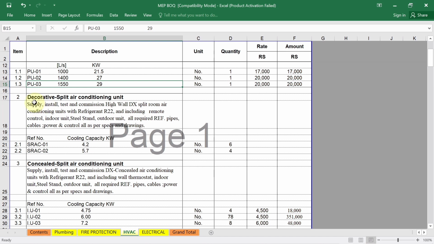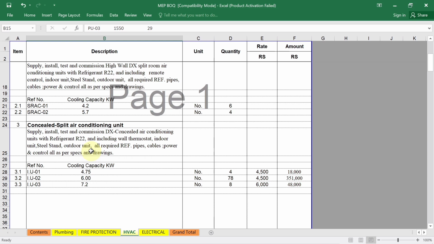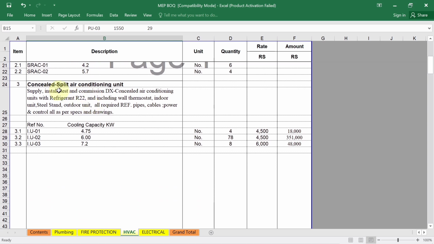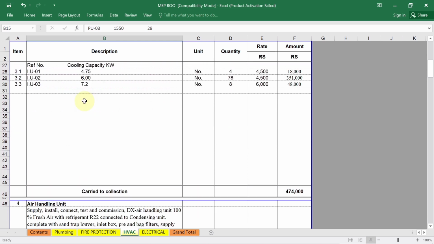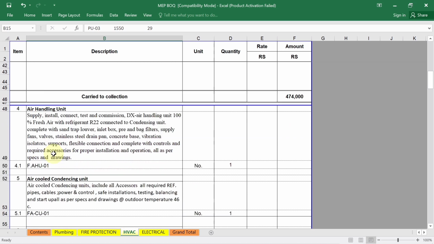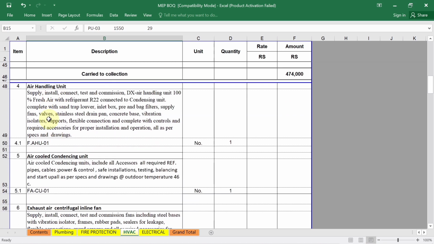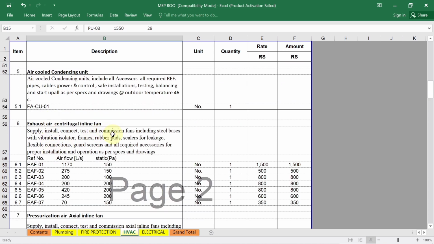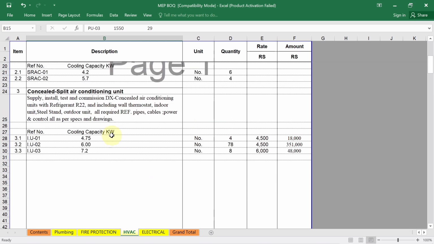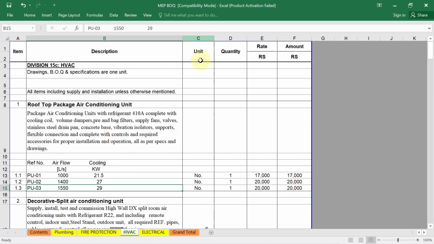Let's say if you are using a split air conditioning unit in your project, we need a clear and detailed description. If you are using a concealed type split unit, we need its details. If you are using an air handling unit or an exhaust air centrifugal inline fan in your project, we need the details. Second, in the second column, you can see the unit of measurement is given.